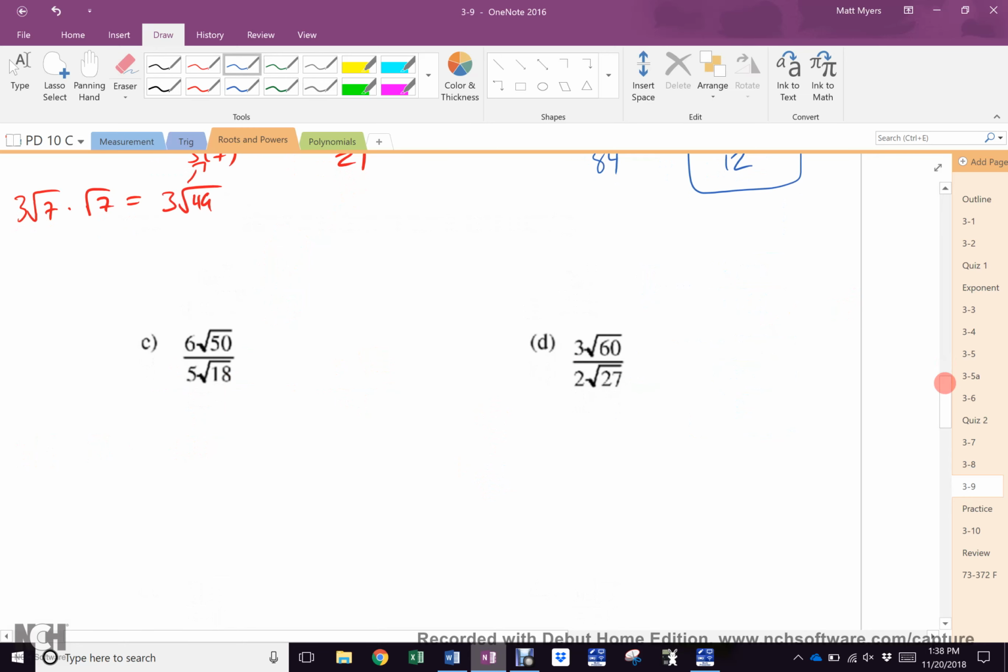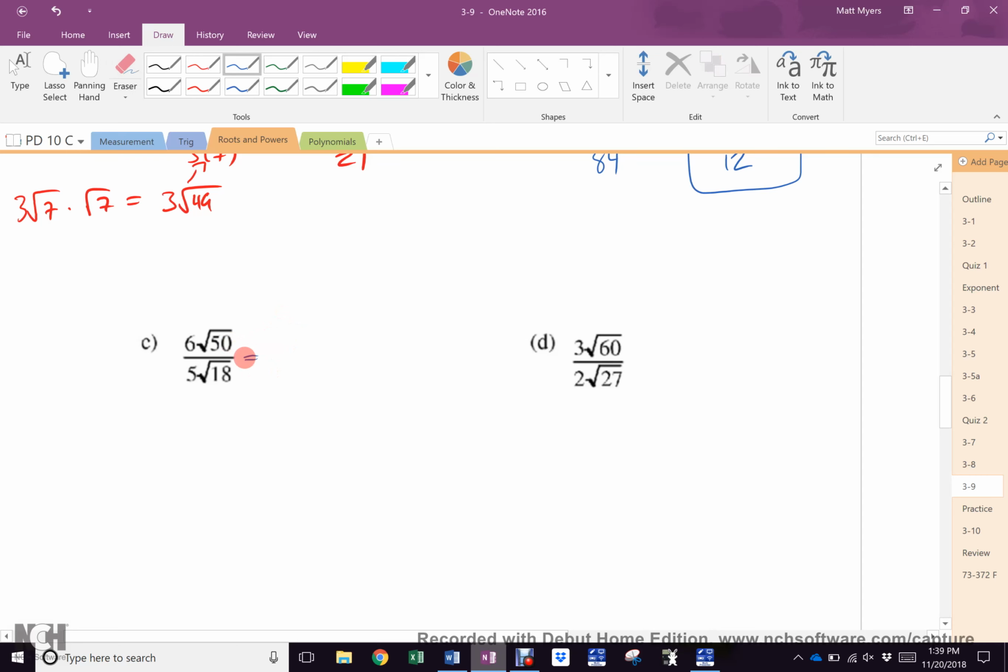What's wrong with C? Well, I don't like the 18. Now stop for a moment. How will I get rid of that 18? I would multiply by root 18 over root 18, wouldn't I? Isn't 18 times 50 a big giant number? Who wants to factor that? Not me. What should we do first if we can?